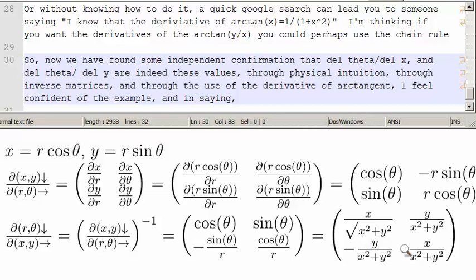Through both physical intuition, through inverse matrices, and through the use of derivatives of arctangent, I feel confident of the example, and in saying ta-ta for now.